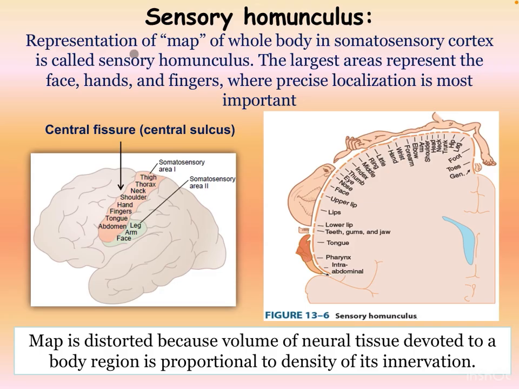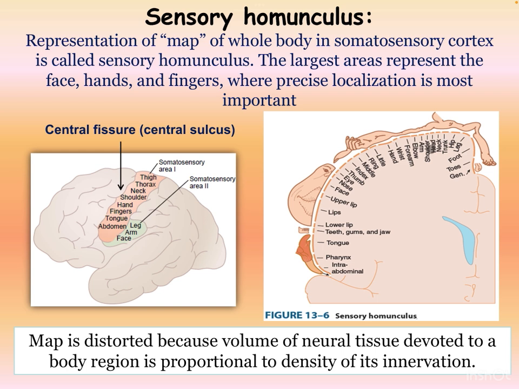Sensory homunculus: representation of map of whole body in primary somatosensory cortex is called sensory homunculus. Parts of the body are represented in order along the postcentral gyrus, like face is represented in lateral part of the postcentral gyrus above lateral fissure. The hand and then face represented in the dorsolateral part and lower extremity on the medial surface of the hemisphere.